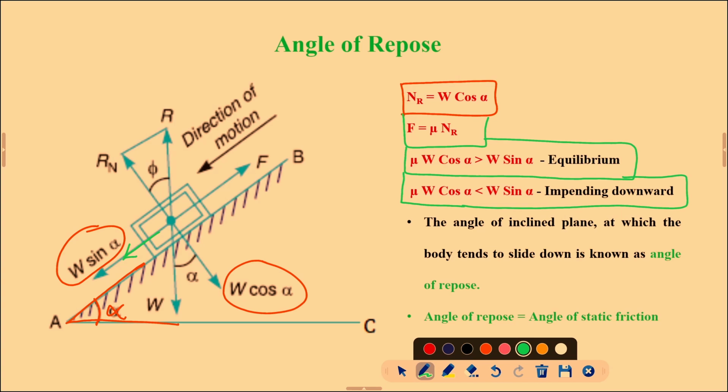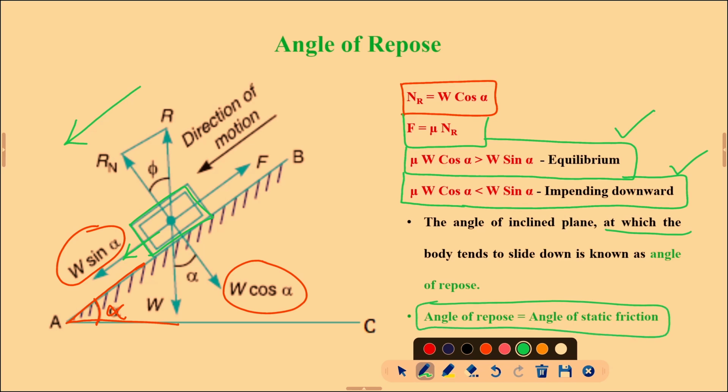This object will tend to move in the downward direction. So, these two cases play a vital role. If it is in equilibrium, it means mu W cos alpha is greater than W sin alpha, so it stays at the same point. If mu W cos alpha is less than W sin alpha, what will happen? The impending motion takes place, so the object will move in the downward direction. The angle of inclined plane at which the body tends to slide down is known as angle of repose. So, we can say angle of repose is equal to angle of static friction.